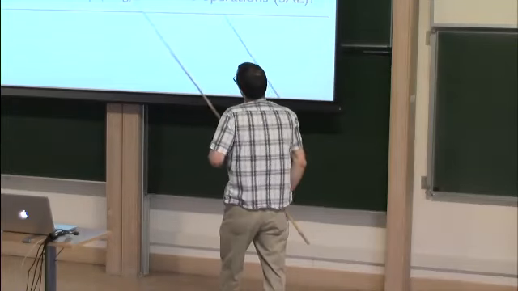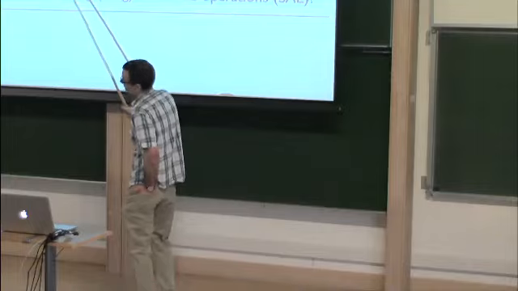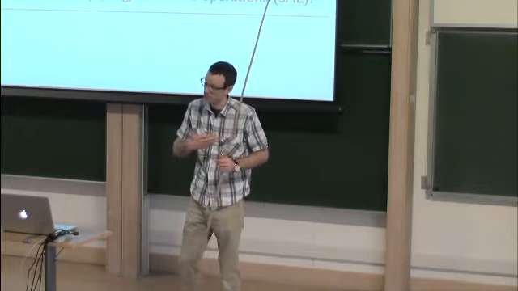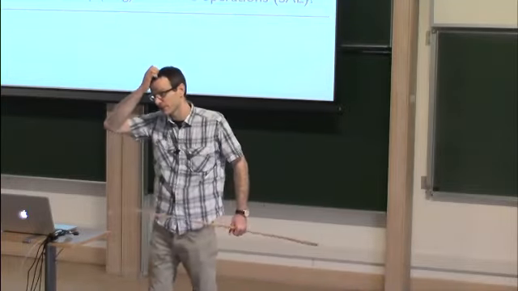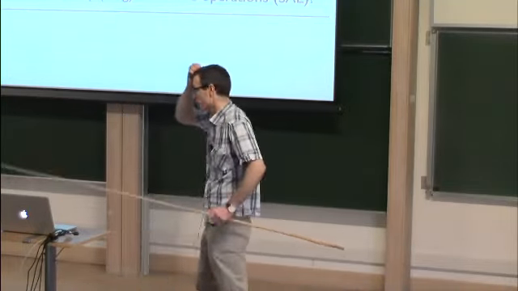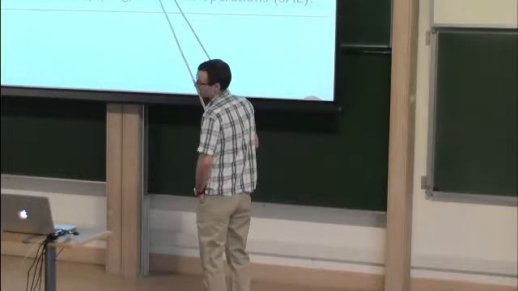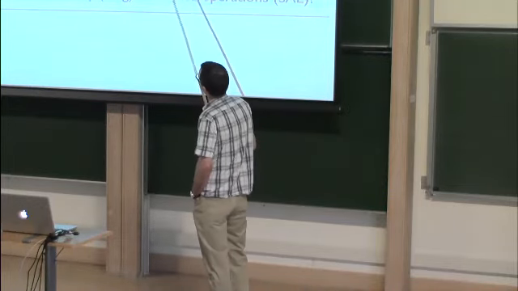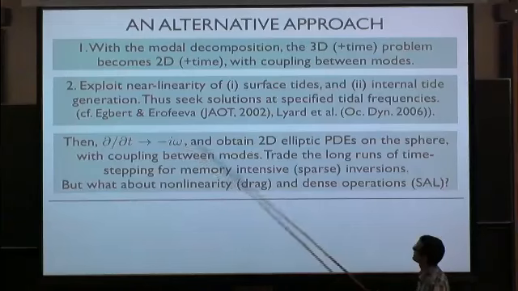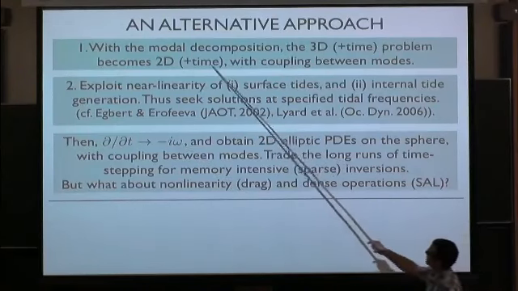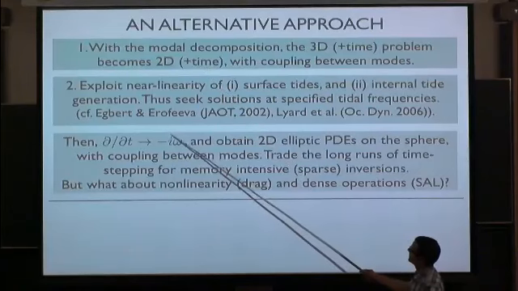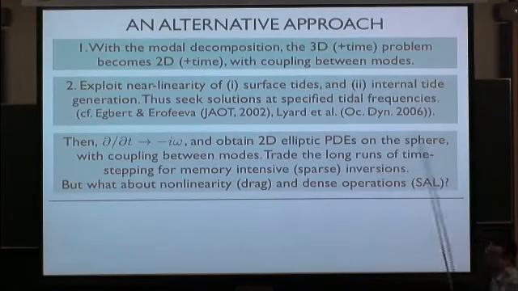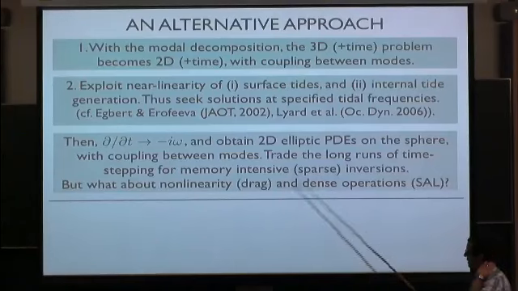Then the second approximation is, well, if we're looking at linear equations and if the forcing is at known frequencies, then the response is also at known frequencies. You can just look for solutions at those specified frequencies, and then you get rid of time as well. So then you'll have something like this. Your 2D plus time, well, the time's going to disappear into this. So you then get 2D PDEs on the sphere, which are elliptic in nature, with some coupling between a few of these modes.